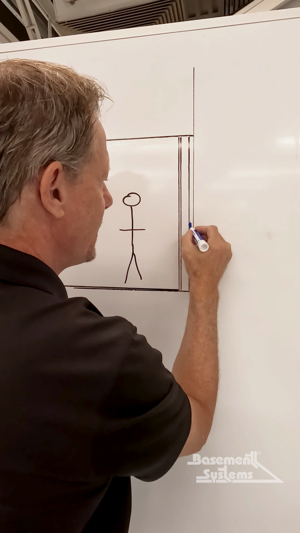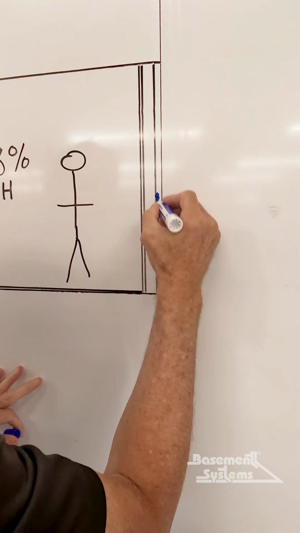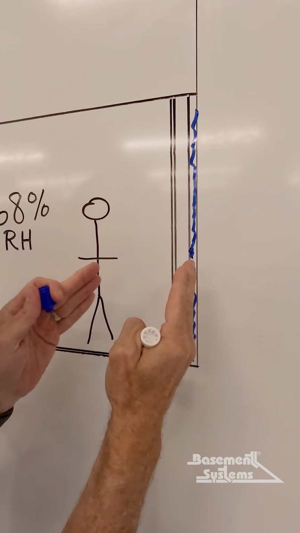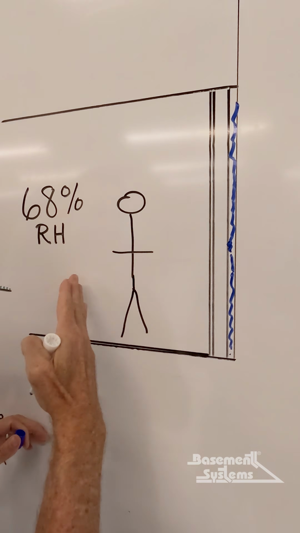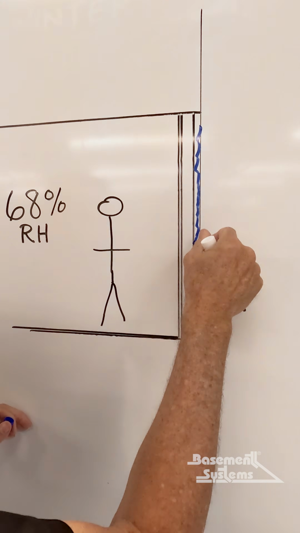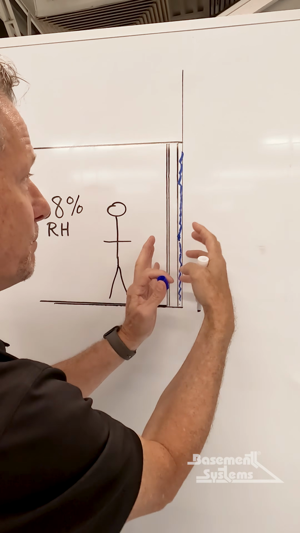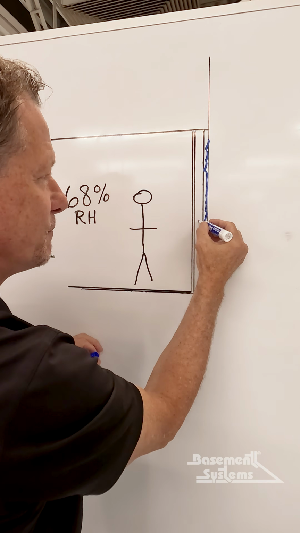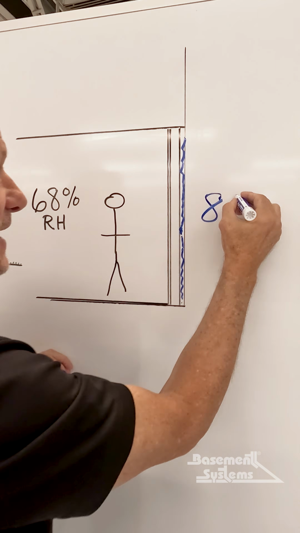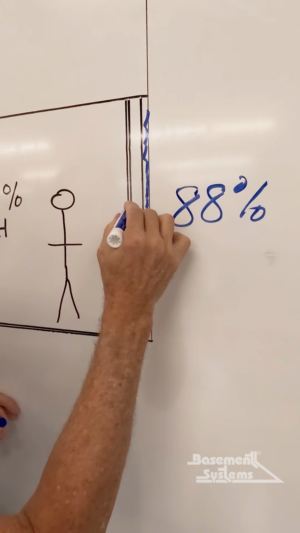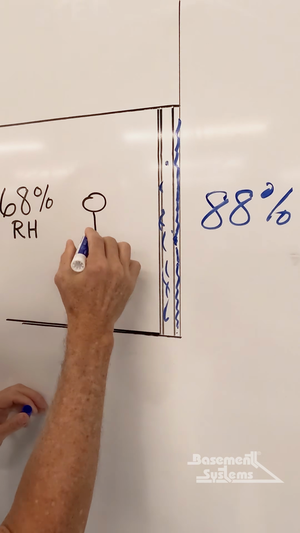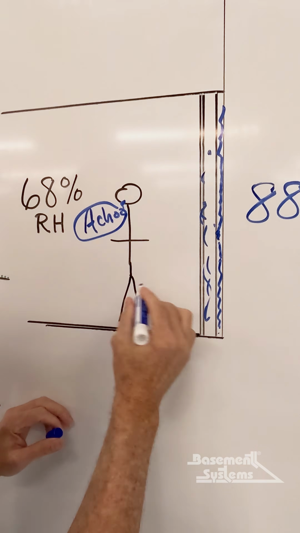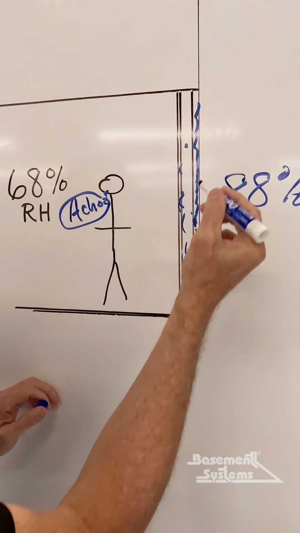And we have higher relative humidity in this space behind here because that drywall has reduced the drying potential of that wall. So the moisture builds up behind that wall, and now it's not 68% relative humidity back here, it's 88% relative humidity back here, and mold is having a party. And you're smelling mold, you're like, achoo! And you're like, where is that coming from? Well, it's behind that wall.